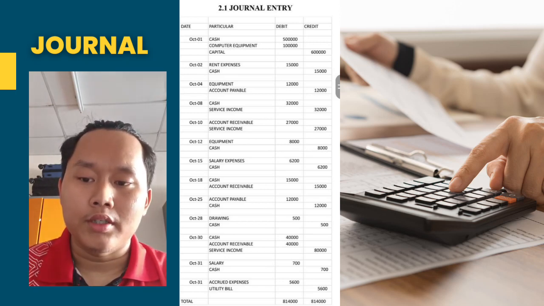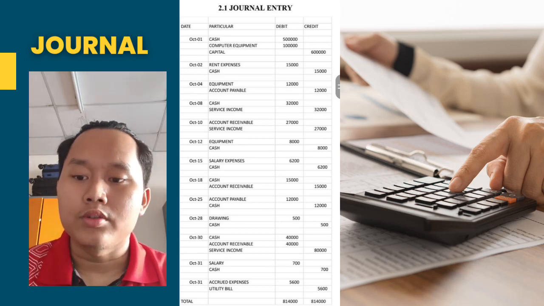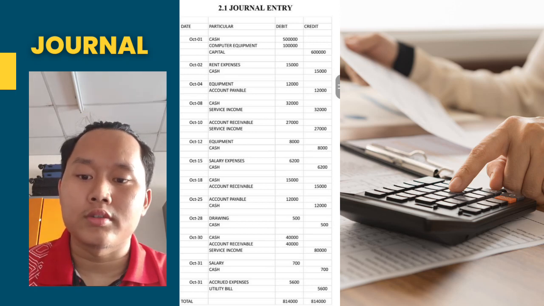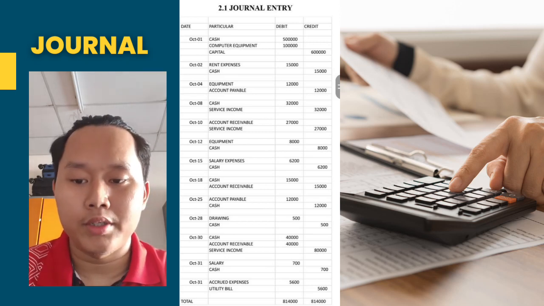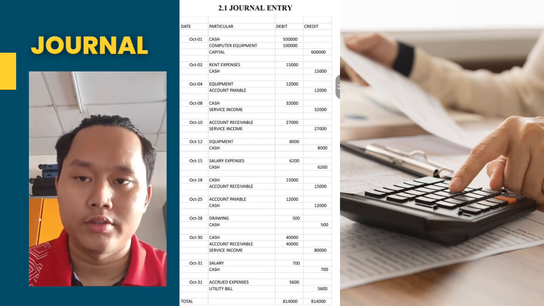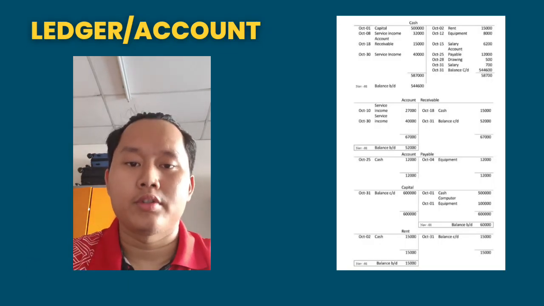For October 31, salary and cash. Salary is 700 in debit side and cash 700 also in credit side. October 31, accrued expenses 5,600 in debit side, utility bill 5,600 in credit side, and the total credit is 840,000 and in debit is 814,000. That's all in a journal entry. Thank you. Next, I will present about the ledger.